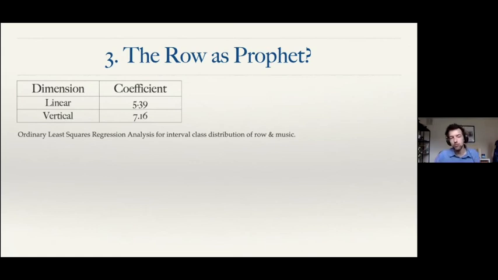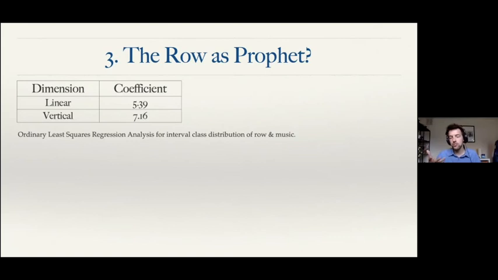So if I add an extra semitone to the row, then we would expect in the linear domain an increase of slightly over 5% of semitones, and in the vertical of slightly over 7%. We might think, or at least intuitively, I did think of the dodecaphonic technique as primarily contrapuntal. So it's a bit of a surprise to see that the effect in the vertical domain is similar, and in fact, even a bit higher than that in the linear domain.